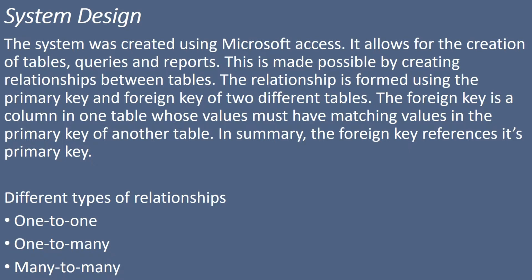There are three different types of relationships, two of which are used within this system. The first relationship is one-to-one, the second is one-to-many, and the third is many-to-many, the first two being used within the system.